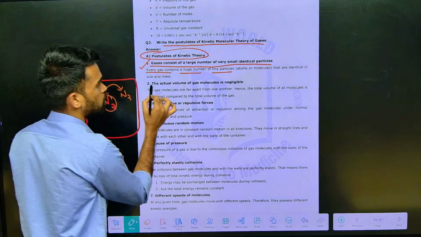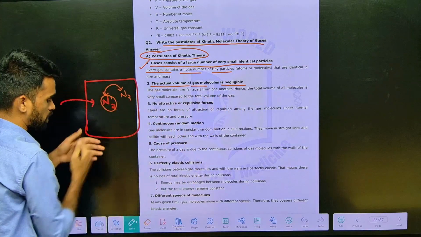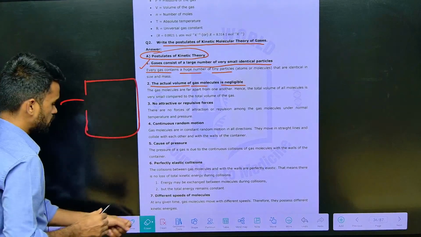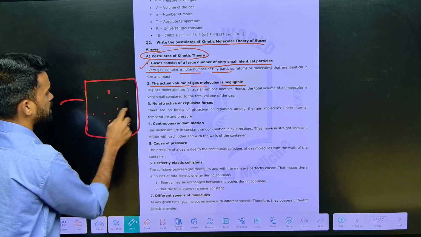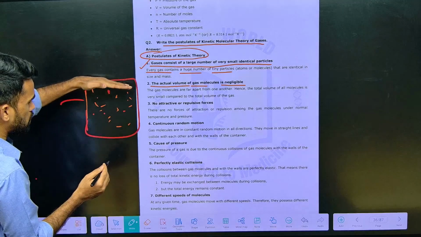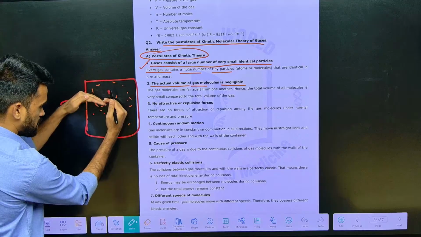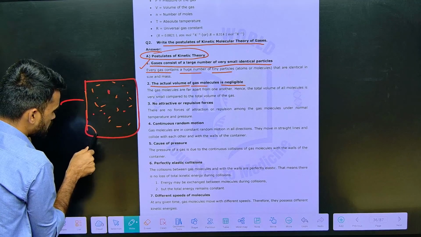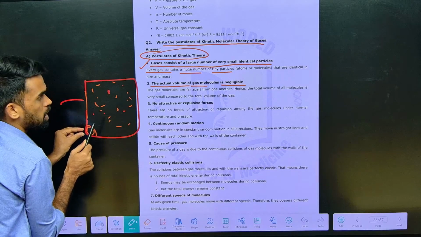The actual volume of a gas molecule is negligible when compared with the volume of the container. See, the volume of the container is this big, and we have a lot of gas particles in it. Now just compress all those gas particles, pressing this side and this side. All these gas particles now occupy this much of space. So it's a very small space now.